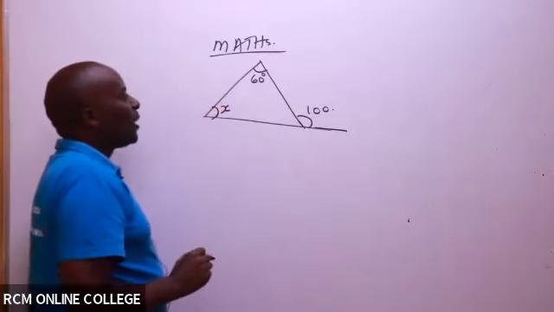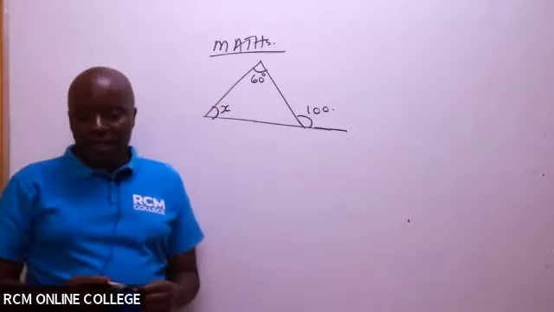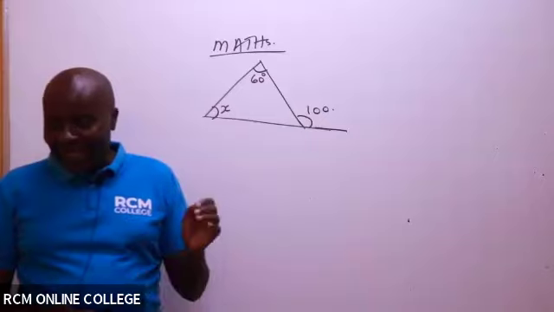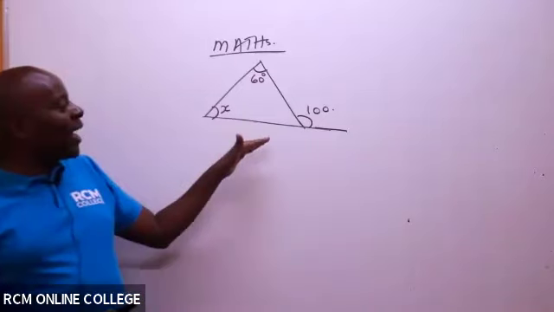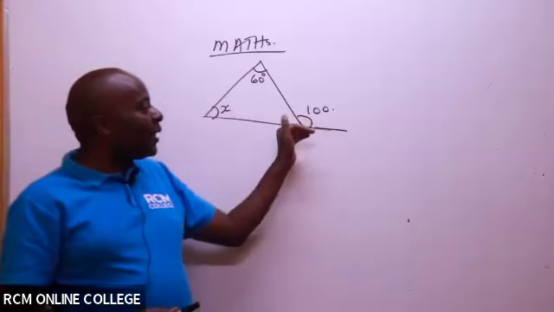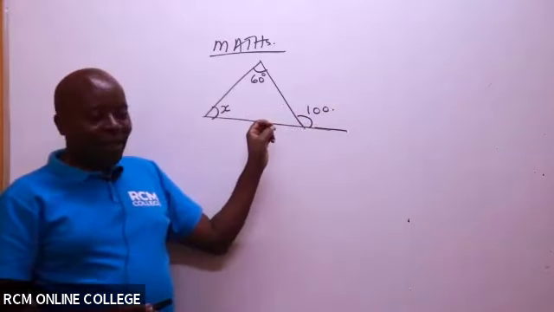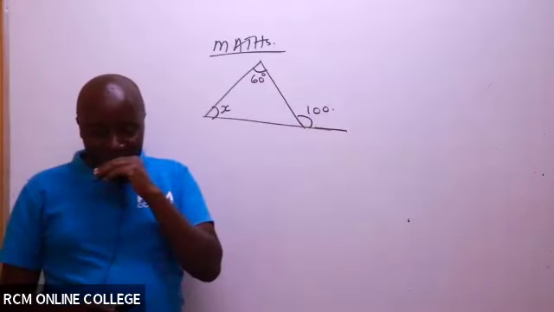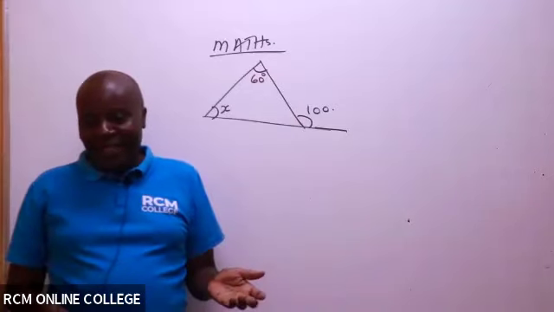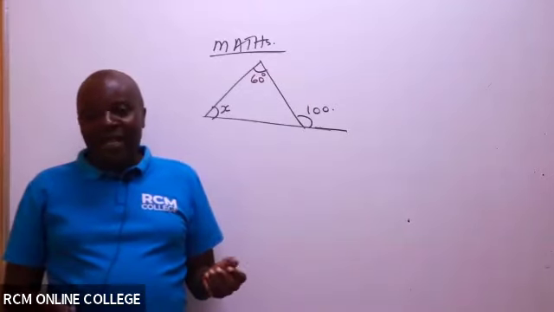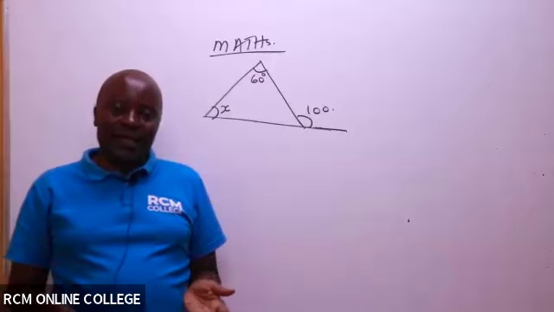So is there somebody who can give me this value of x? Anybody who can give me this value of x? Remember, this is a triangle where we have an extended exterior angle. There is an exterior angle. Most of them are able to see that this is very, very easy.